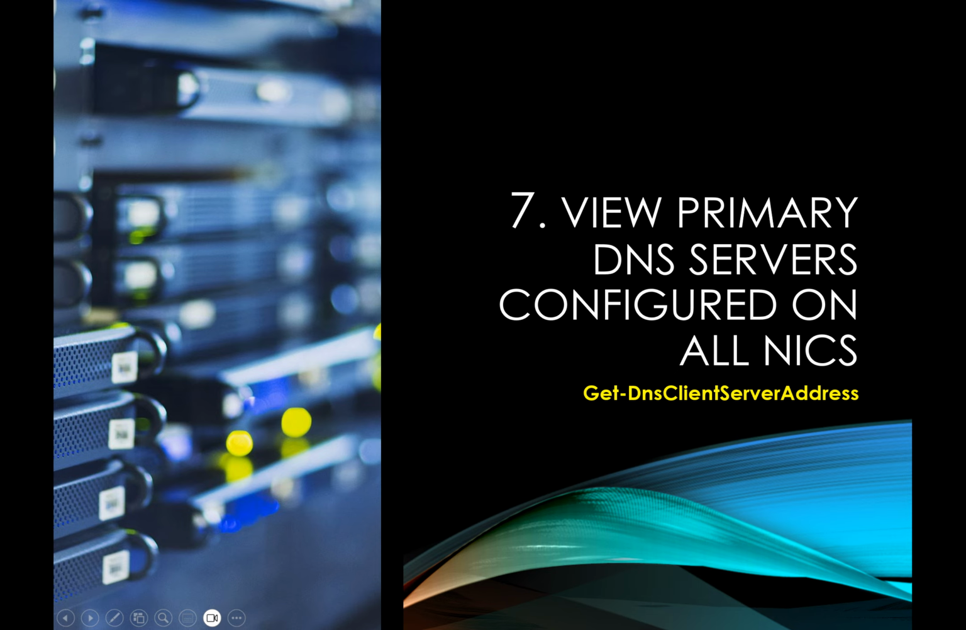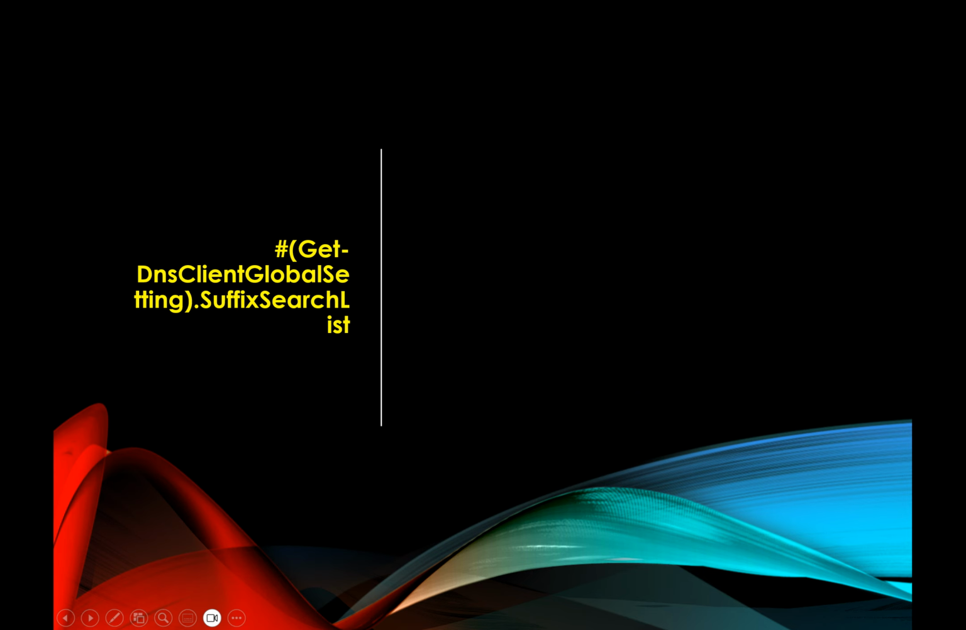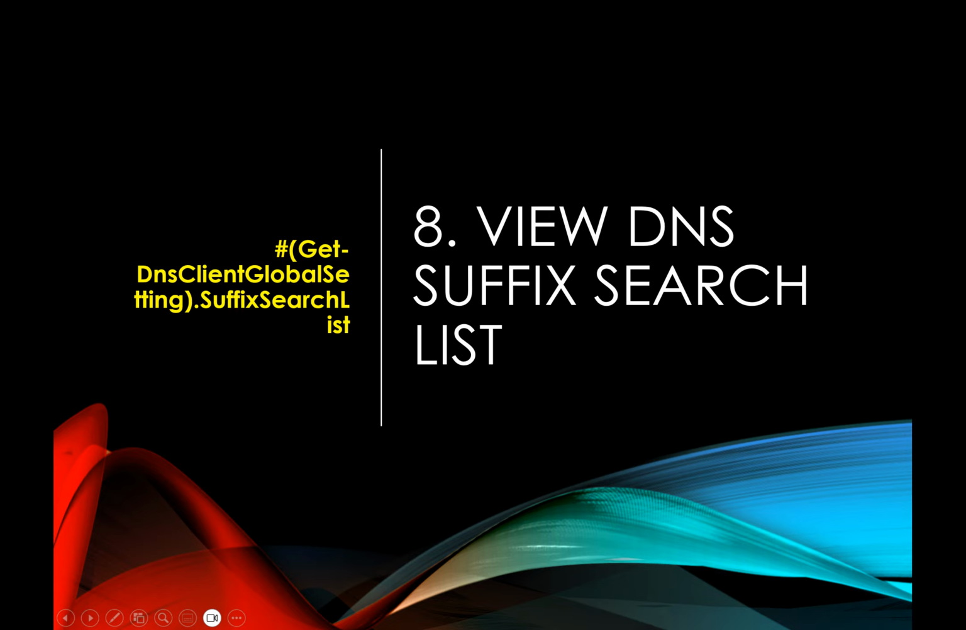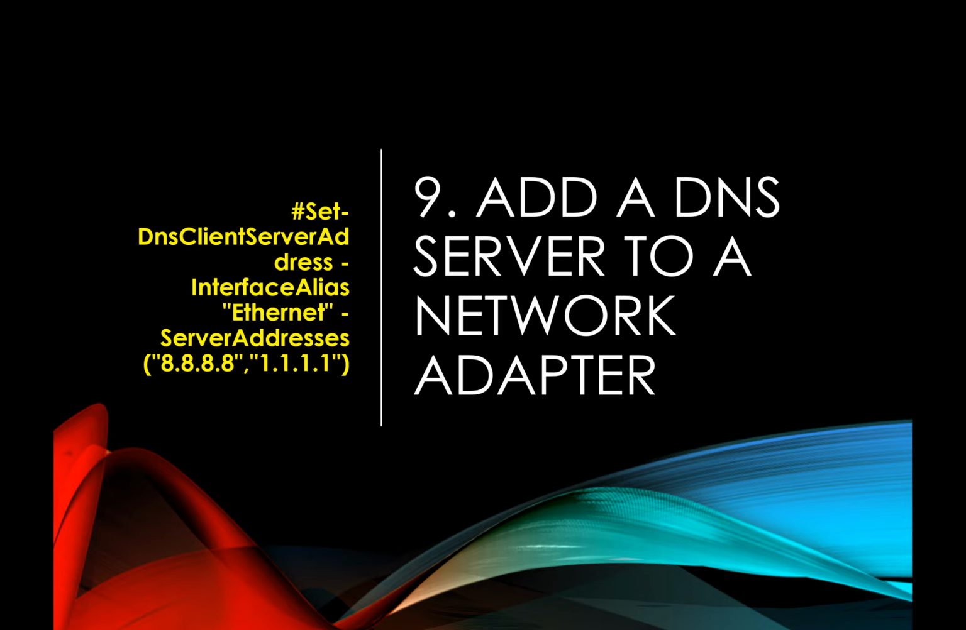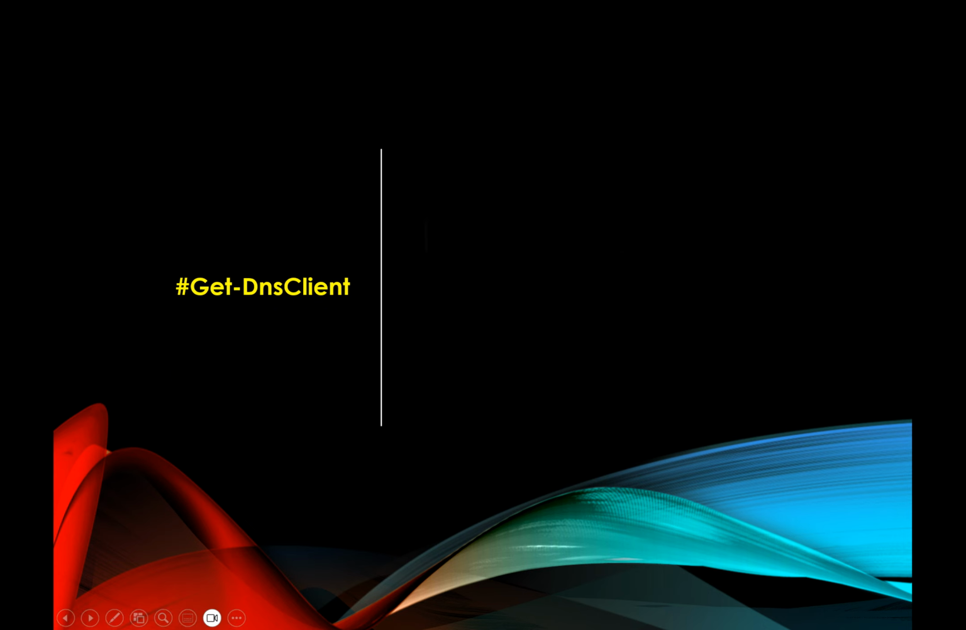View primary DNS server configurations on all NICs, all network interface cards. Great. View the DNS suffix search list: Get-DnsClientGlobalSetting, suffix search list. This is how you display the entire DNS suffix list. Excellent. Now, if you want to add a DNS server to a network adapter, this is how you do it.